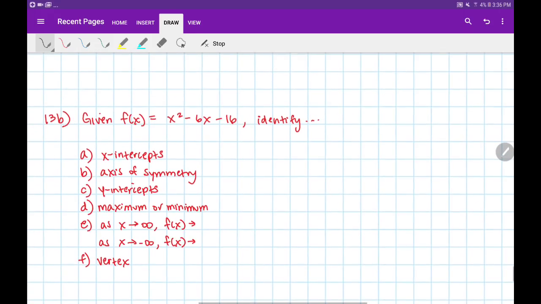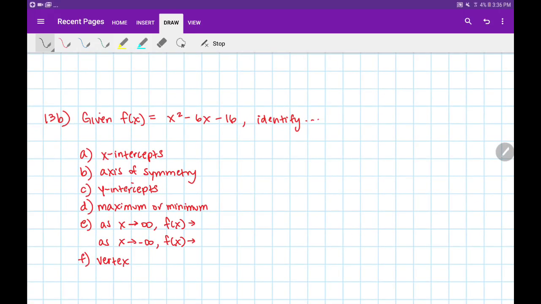And then our last problem asked us to identify our x-intercepts. So again, we set the function equal to 0, and we will factor. I'll get (x − 8) and (x + 2). So that means my x-intercepts occur at 8 and at negative 2.